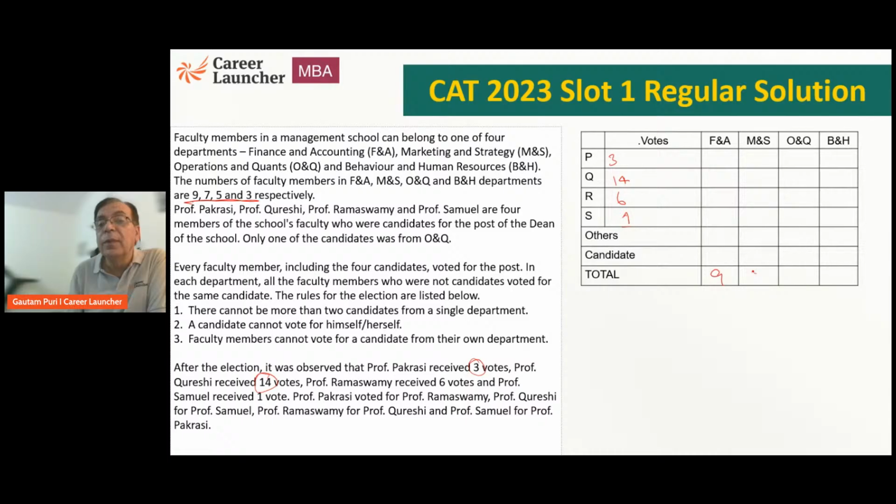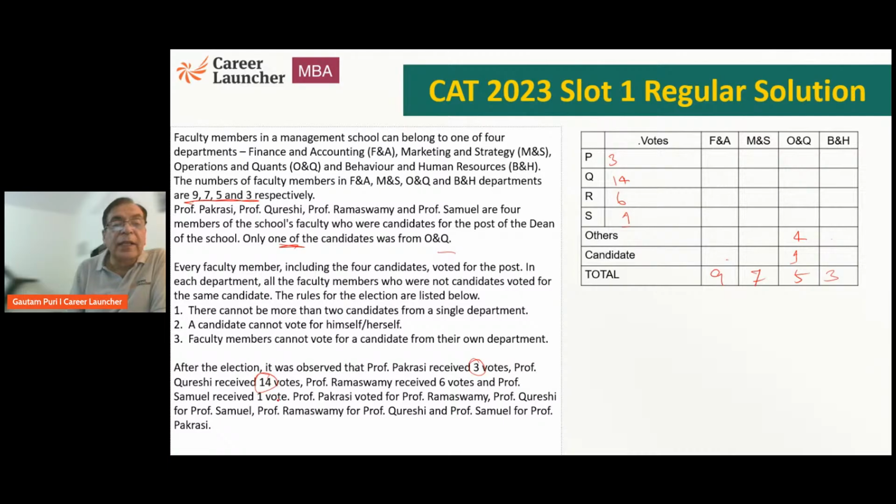So this is 9753. And we know that 1 candidate is from Q's department. And the remaining 4 candidates are there. Now, how many are there in each? We don't know. Let me say this is A, B, C. This will be 9 minus A, 7 minus B, 5 minus C, and 3. Okay. So this is there.